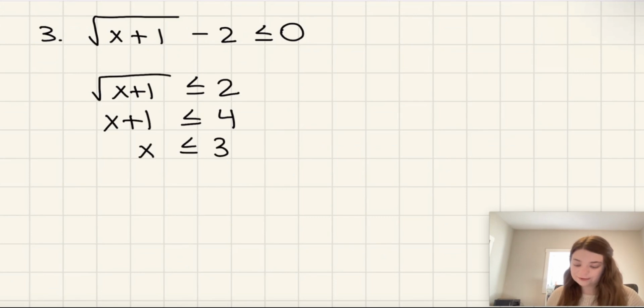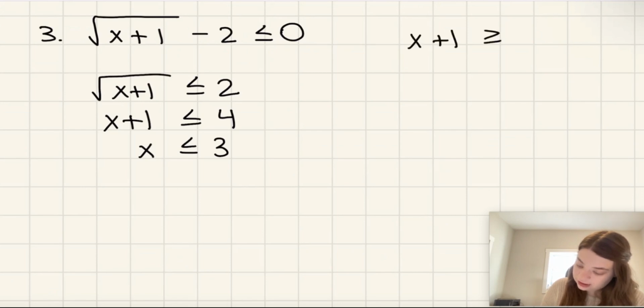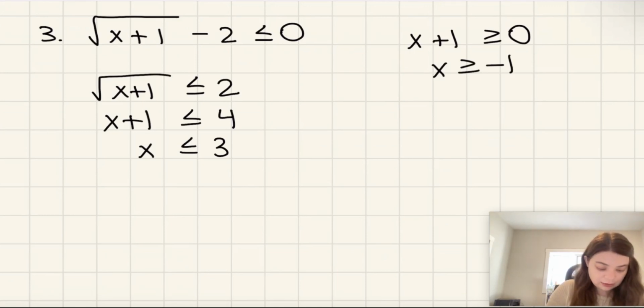Okay, so that's our first part, right? We know that in order for this to be true, x must be less than or equal to 3. And let's see if there's anything else that restricts x due to the fact that there's a square root in our original expression. So I'm going to figure out when x plus 1 is greater than or equal to 0, because that must be true as well. If we subtract 1 from both sides, we get that x must be greater than or equal to negative 1. And so there we go.